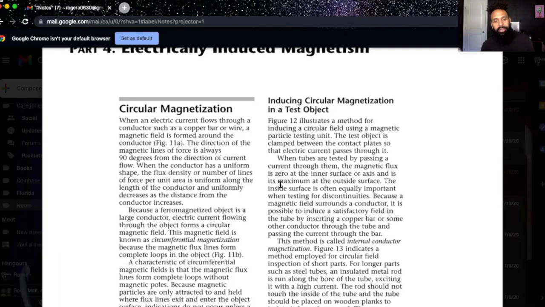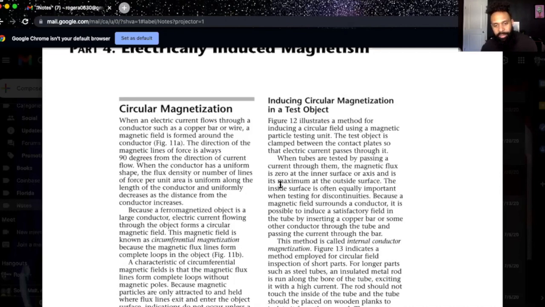testing for discontinuities. Because a magnetic field surrounds a conductor, it is possible to induce a satisfactory field in the tube by inserting a copper bar or some other conductor through the tube and passing the current through the bar. This method is called internal conductor magnetization. Figure 13 indicates a method employed for circular field inspection of short parts. For longer parts, such as steel tubes, an insulated metal rod is run along the bore of the tube, exciting it with a high current.